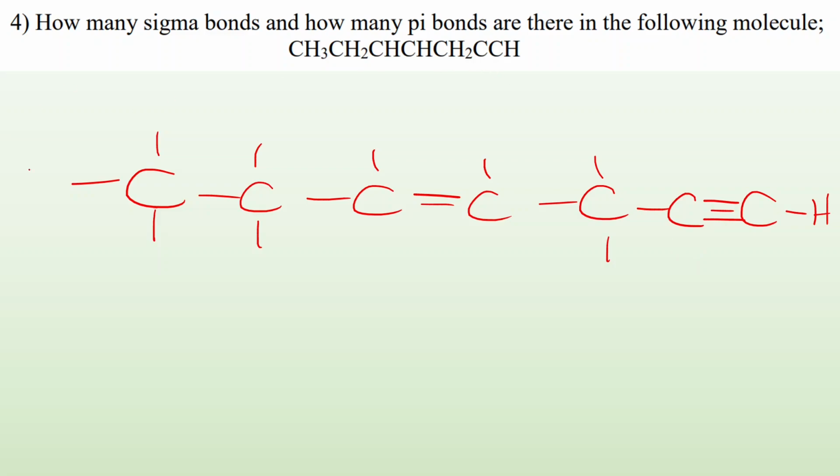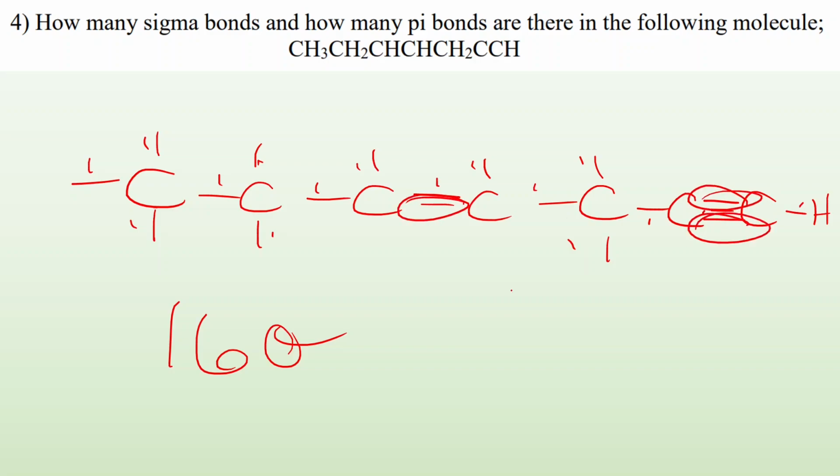And then I think everything else looks good. So let's count how many sigma bonds. We got 1, 2, 3, 4, 5, 6, 7, 8, 9, 10, 11, 12, 13, 14, 15, 16 sigma bonds. And then count the pi bonds. I got 1 here, I got 1 here, and I got 1 there. So I have 16 sigma and 3 pi.